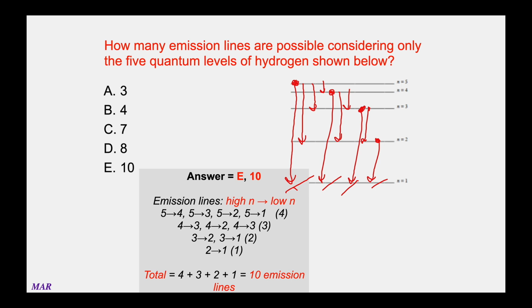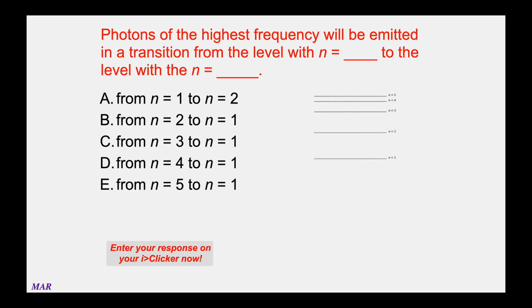You would also, of course, have 10 absorbance lines, but those arrows would be going up. They would be endothermic instead of the exothermic emission lines that we're looking at in this problem. Photons of the highest frequency will be emitted in a transition from level N equals something to N equals something.